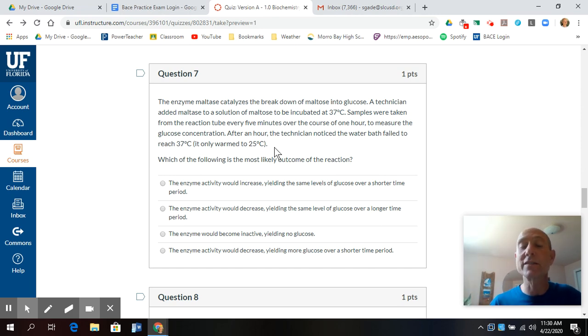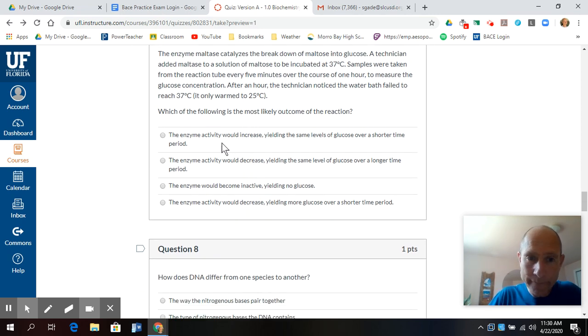So what that means is it's going to slow the activity of the enzyme down. It might not totally stop it, it may or may not, but it's definitely going to slow it down. So we're going to look for the best answer there. The enzyme activity would increase. I'm going to stop reading. That's not going to happen. The enzyme activity would decrease. That's going to happen, yielding the same level of glucose over a longer time period.